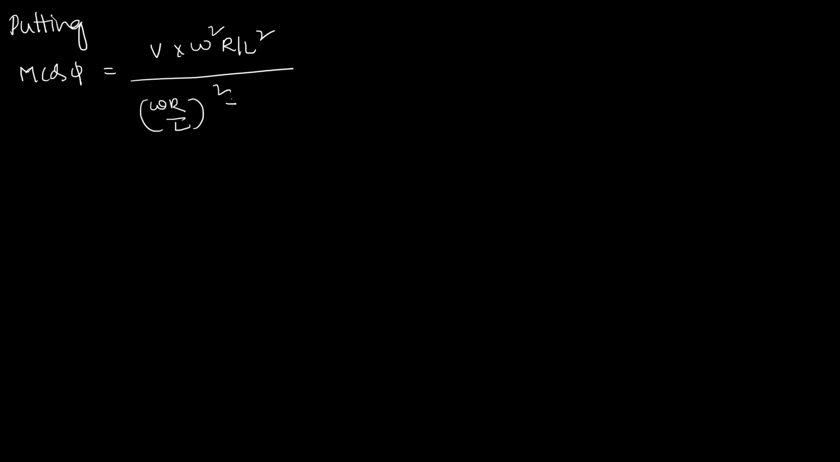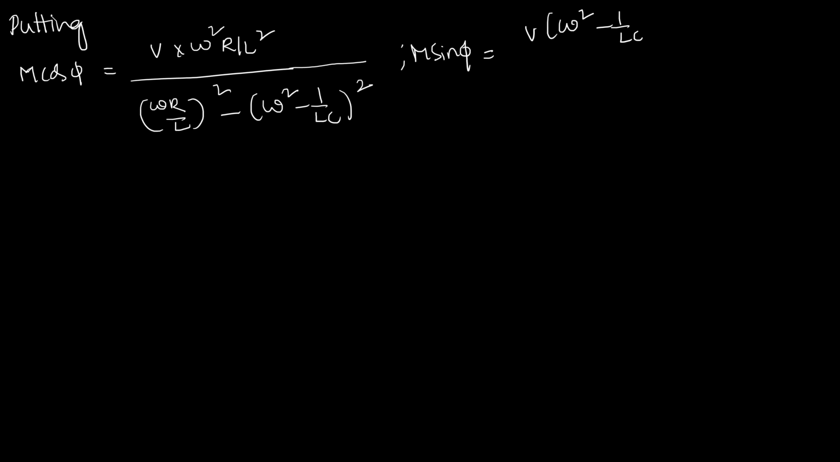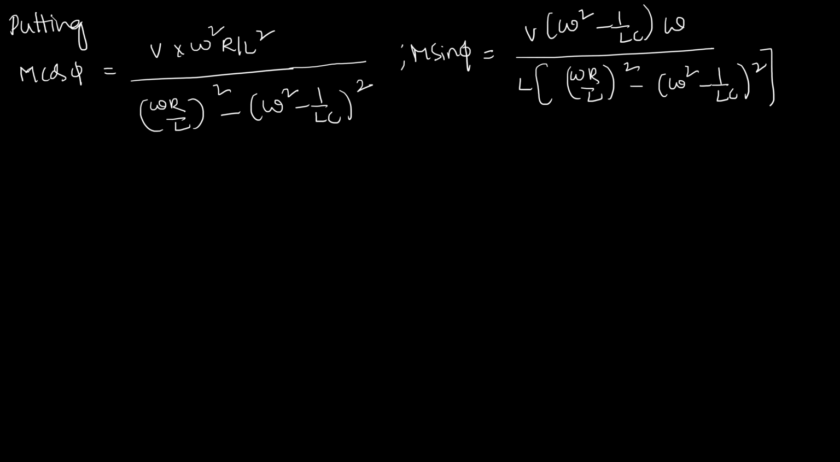Okay, so letting or putting M cos phi, what is the first portion? So this is V into omega square R by L square divided by (omega R by L) whole square. This is not plus but is of minus. So minus (omega square minus 1 by LC) square. Okay, so this is our M cos phi. Now what is M sin phi? I will write here M sin phi as V of (omega square minus 1 by LC) into omega by L, into (omega R by L) whole square minus (omega square minus 1 by LC) square. Okay, so these are the expressions for M cos phi and M sin phi.